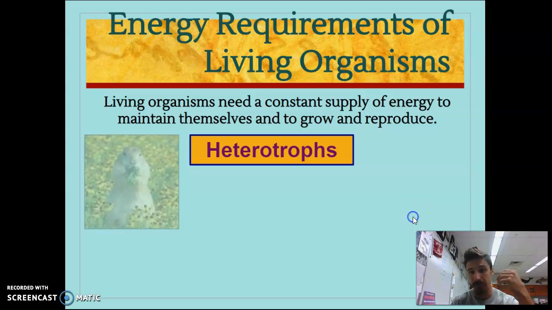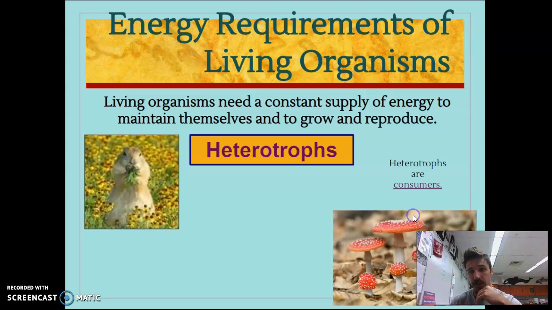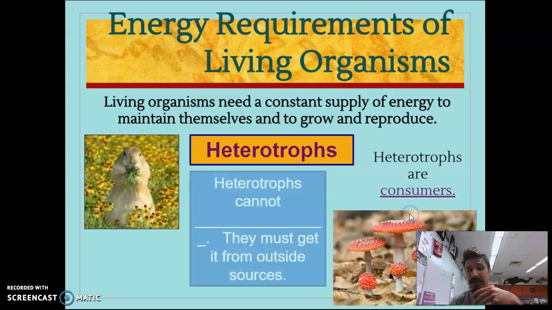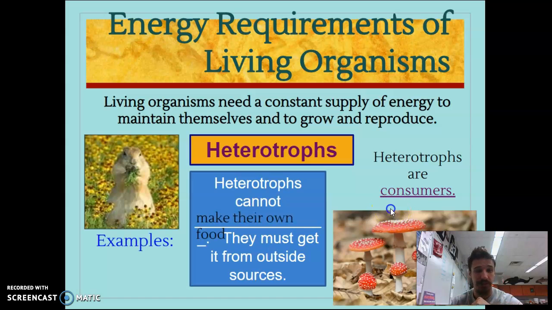Heterotrophs, you and I, we are consumers. We need to take in food from our environment. We need to eat things in the environment. We cannot make our own food. This is obviously a recap. I know you guys know this stuff. So examples, all animals and fungi.